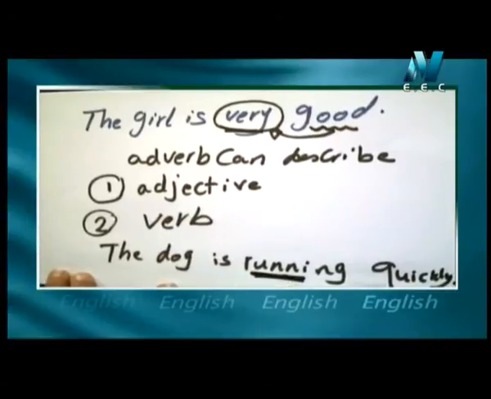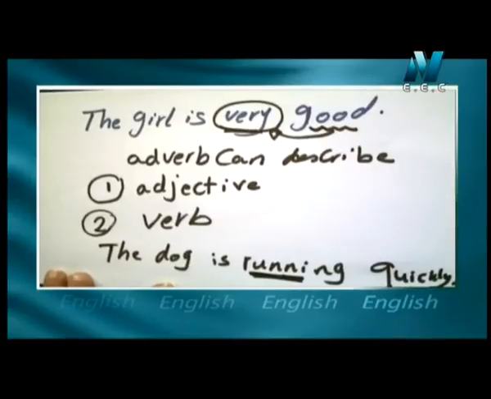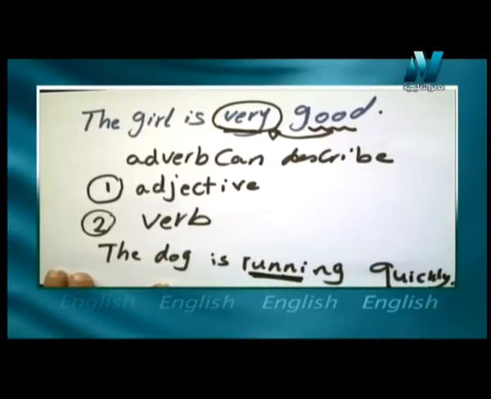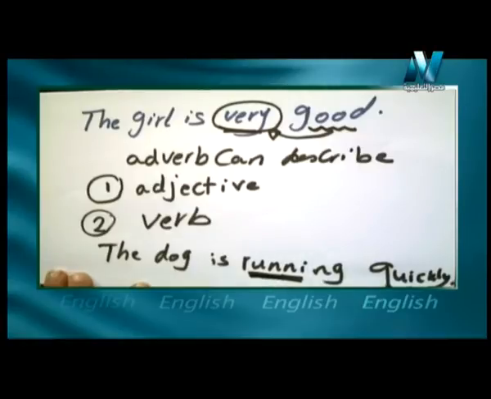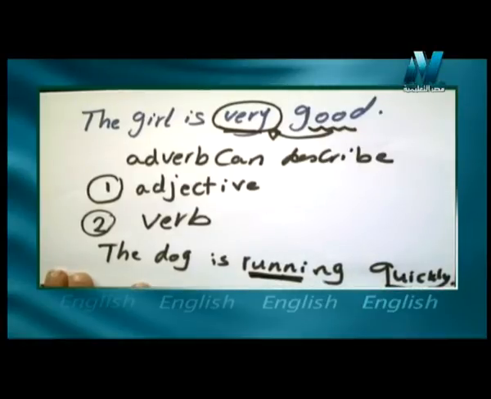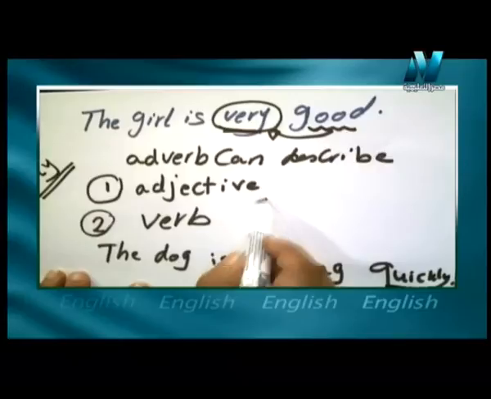The dog is running quickly. I'm describing the running of the dog as quick. I'm describing the verb itself, the running itself, that it is fast. So the adverb has to have ly at the end, and it describes an adjective or a verb. Some adverbs have no ly at the end.